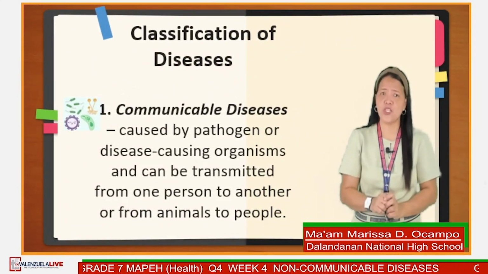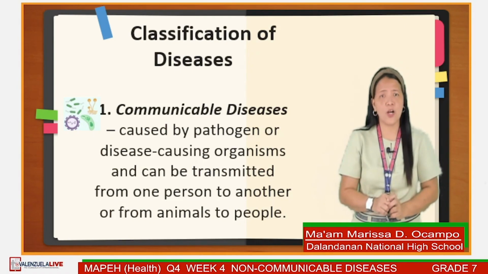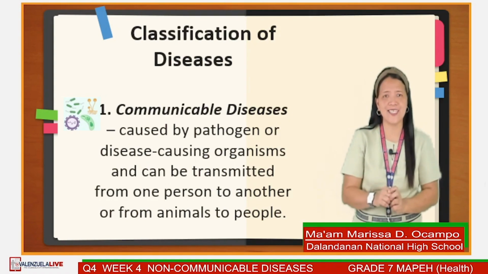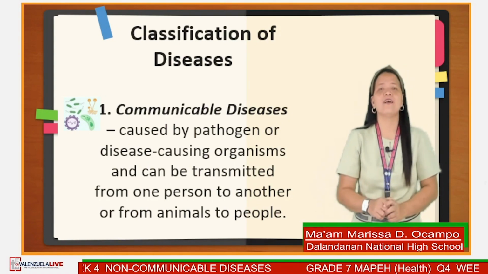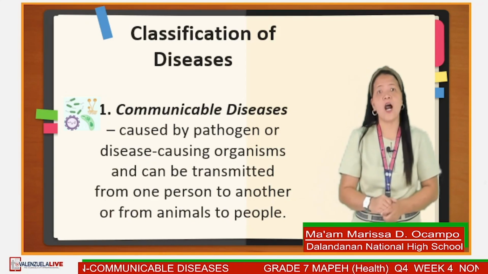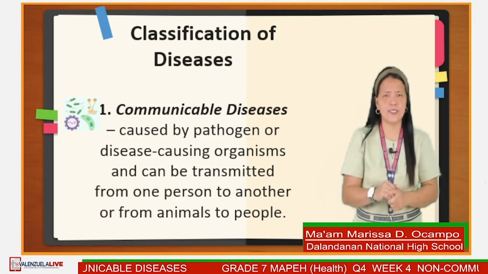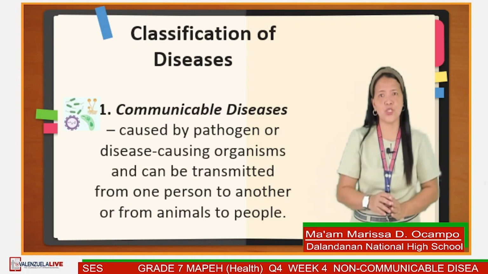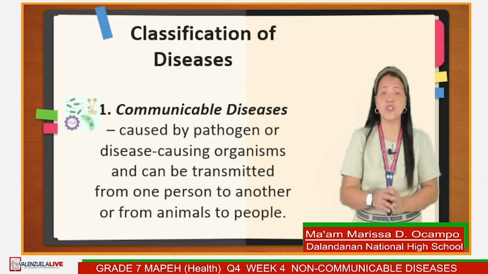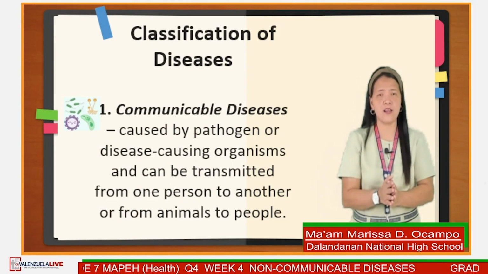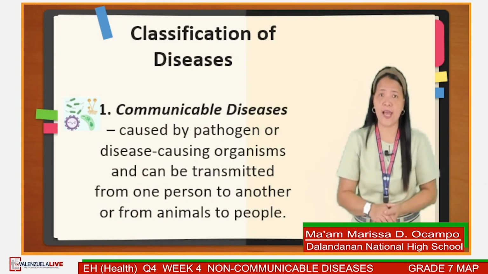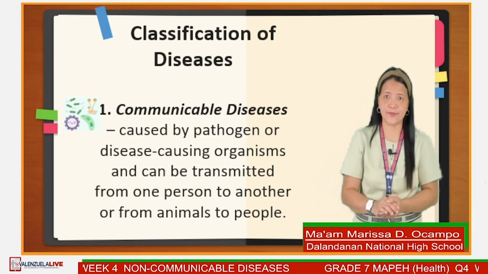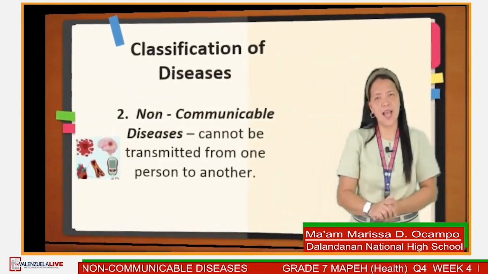There are two classifications of diseases: communicable diseases and non-communicable diseases, or NCD. Communicable diseases are caused by pathogens or disease-causing organisms and can be transmitted from one person to another or from animals to people. Examples are influenza, cholera, dengue fever, tuberculosis, and warts.